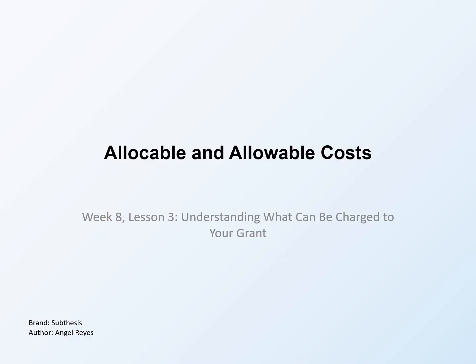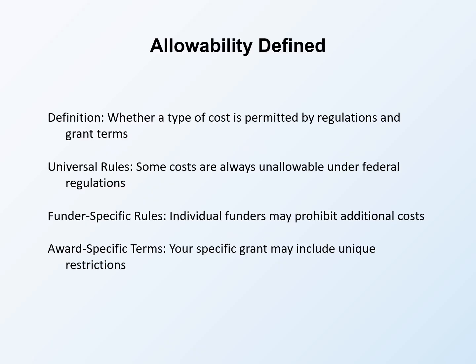By the end of this lesson, you will be able to evaluate any potential expense against both the allowability and allocability standards. Allowability is the first gate every cost must pass. It answers the fundamental question: is this type of expense permitted under applicable rules? The answer comes from multiple sources that must all be checked.